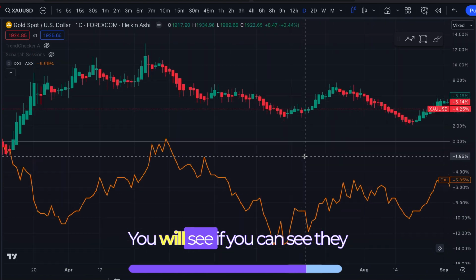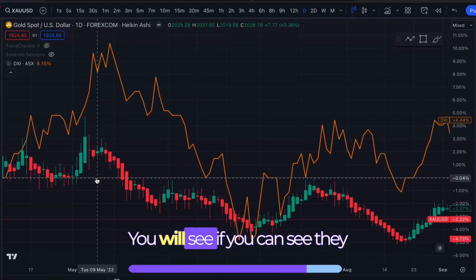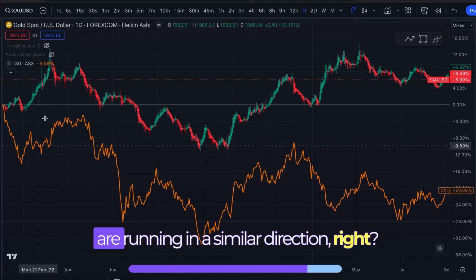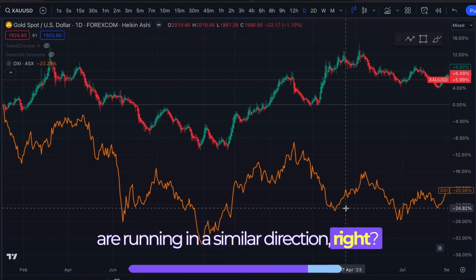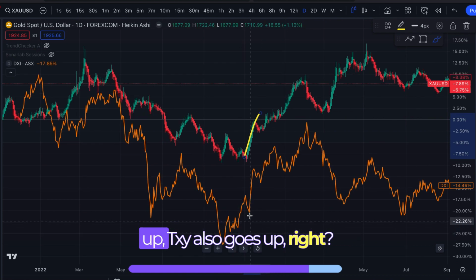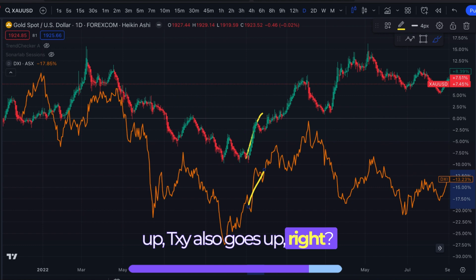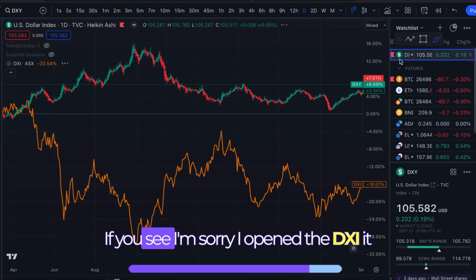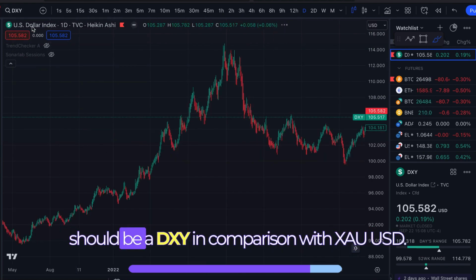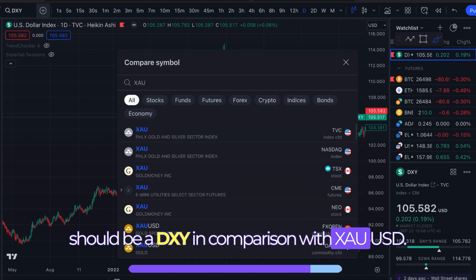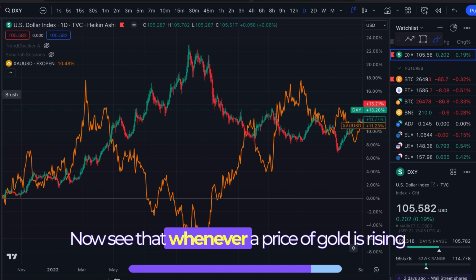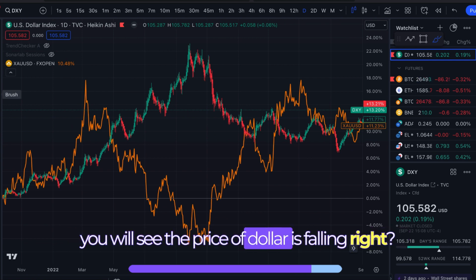You will see, if you can see, they are running in a similar direction, right? Whenever the price of gold goes up, DXY also goes up, right? If you see, I'm sorry, I opened the DXI. It should be DXY in comparison with XAU USD. Now see that whenever the price of gold is rising, you will see the price of dollar is falling, right?